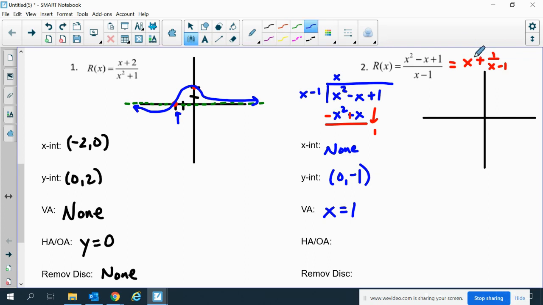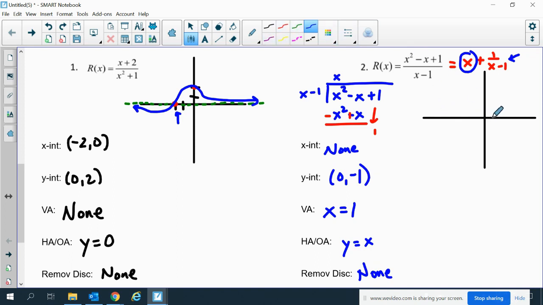So my function, it looks like my asymptote is the line y equals x, and then I have a remainder. Removable discontinuity would be if the numerator and denominator are equal to 0. That never happens in this problem. So I now can figure everything out.